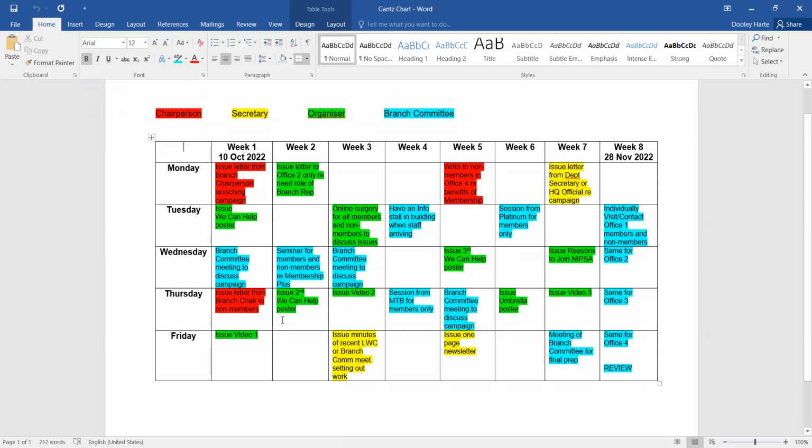A wee bit further on in the week, one of the things that's available to us now, although it isn't available to everyone, is something we have been talking about in this campaign, because we're going to do a departmental campaign. I've highlighted this in blue for the branch committee. I think what we might do is the Membership Plus session in week 4, the session from MTB, and the week 6 session from Platinum, we might actually do those departmental wide, and then encourage members from your branch to link into those, rather than do them just for individual branches. We'll give that further consideration over the next few weeks and see what we do, but I think that's probably what we will do.